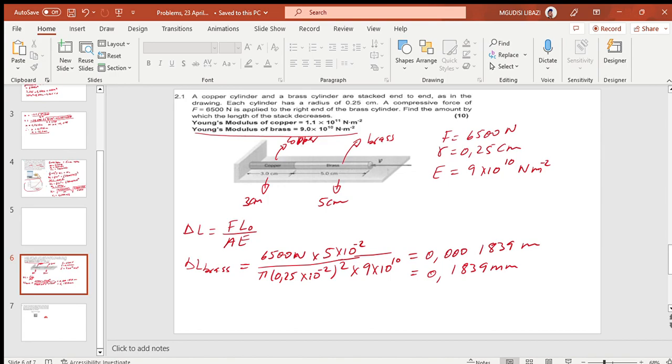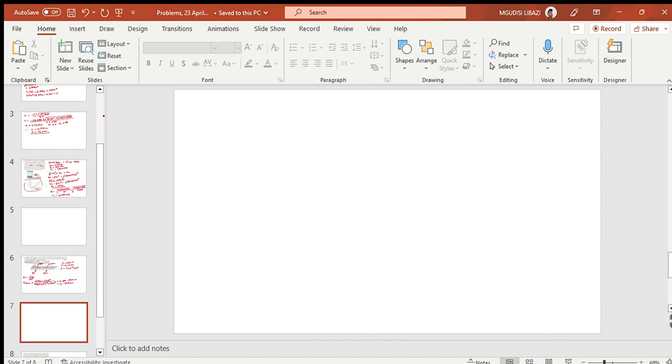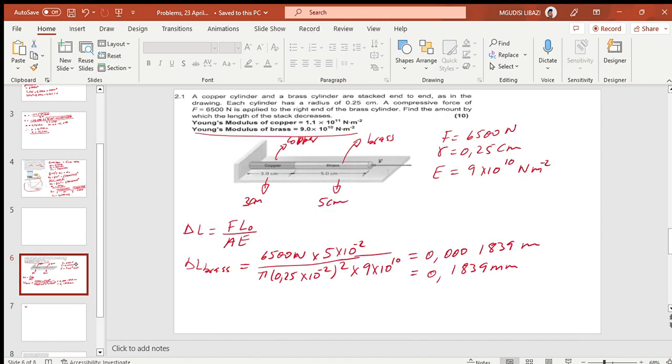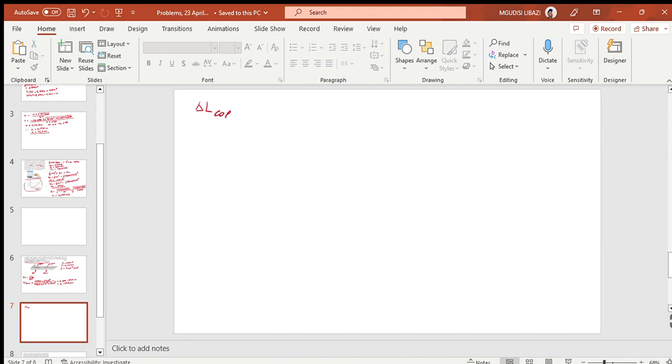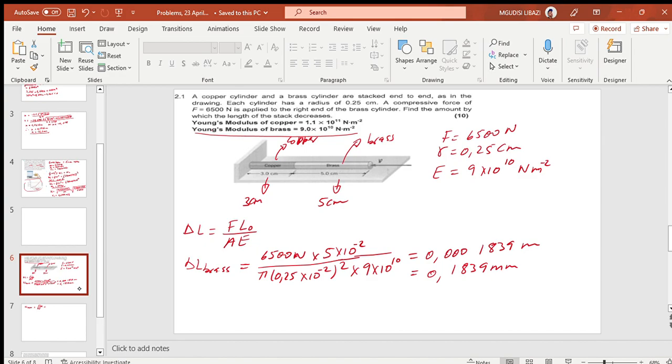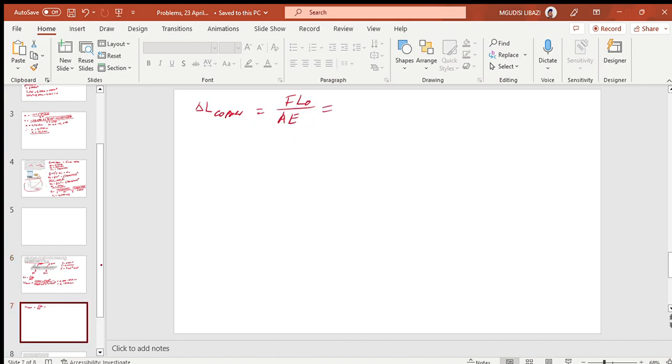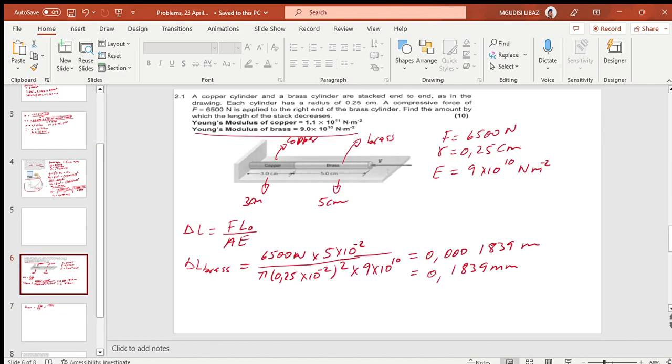Because they are in series, they are experiencing the same force. So now we need the change in length of the copper. The change in length of copper will also be force multiplied by initial length over area multiplied by E. The force that was applied is the same for both, which is 6,500. So that's 6,500 multiplied by initial length.